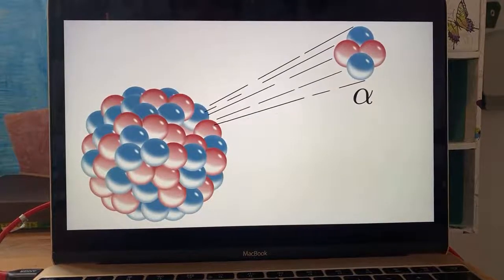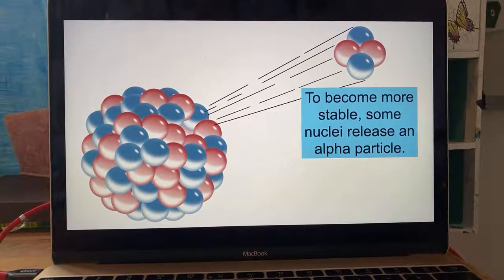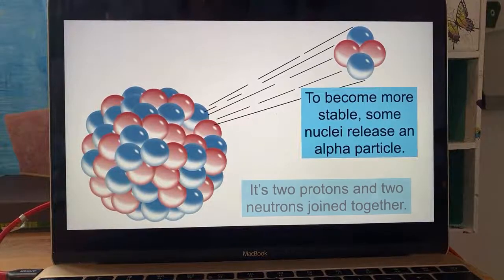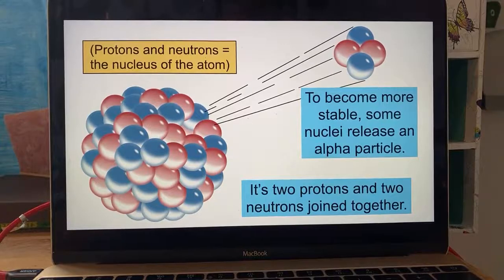All right, let's get on to alpha radiation. To become more stable, there's different ways that a nucleus can emit radiation. This one is called alpha radiation. To become more stable, some nuclei release an alpha particle. We talked about alpha particles last week. They are 2 protons and 2 neutrons joined together.